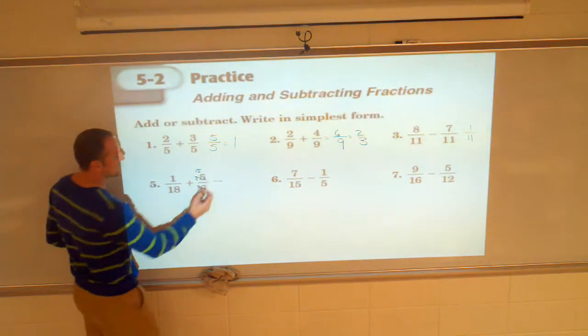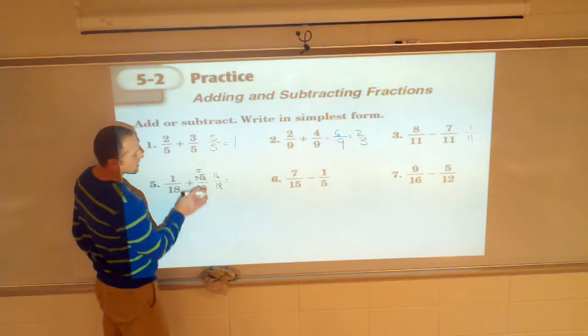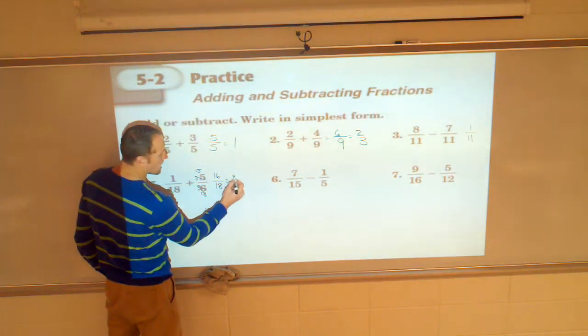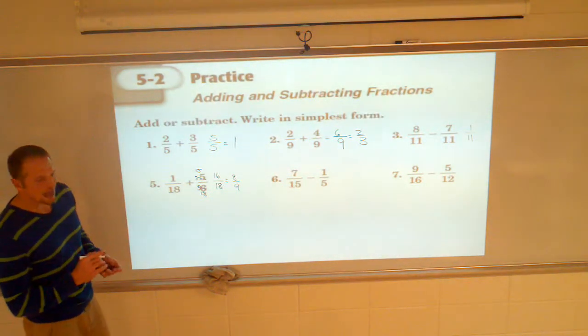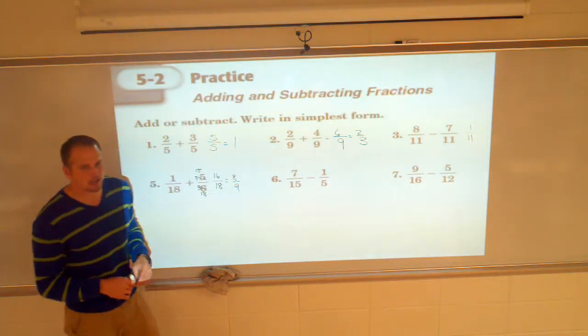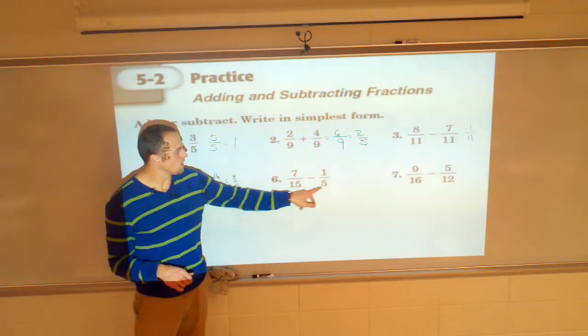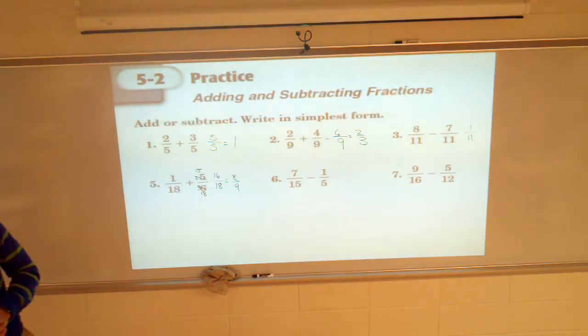1 plus 15 is 16. And the bottom stays the same. Now, I can reduce this to 8 over 9. So, I'd like everybody to do number 6. Once again, add and subtract is a trip. Right here, the bottom numbers are not the same. So, think what you have to multiply that 5 by to get 15.